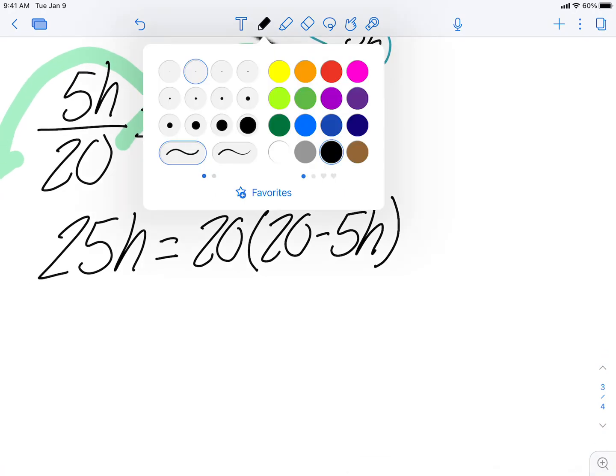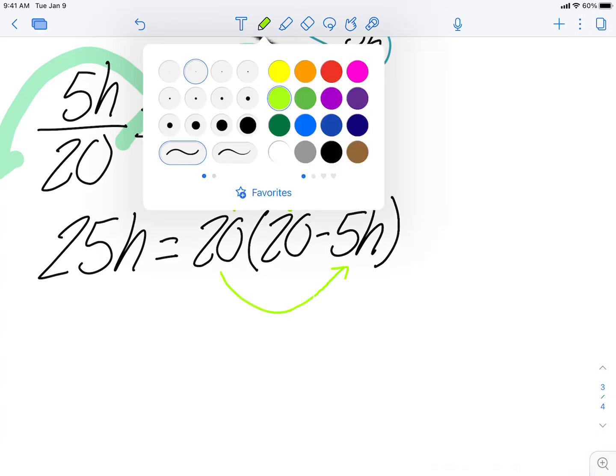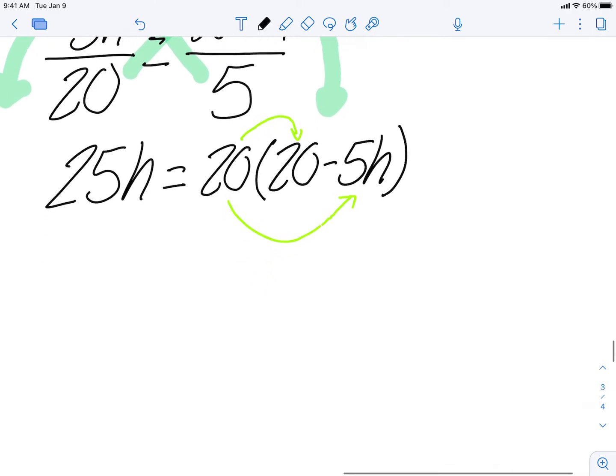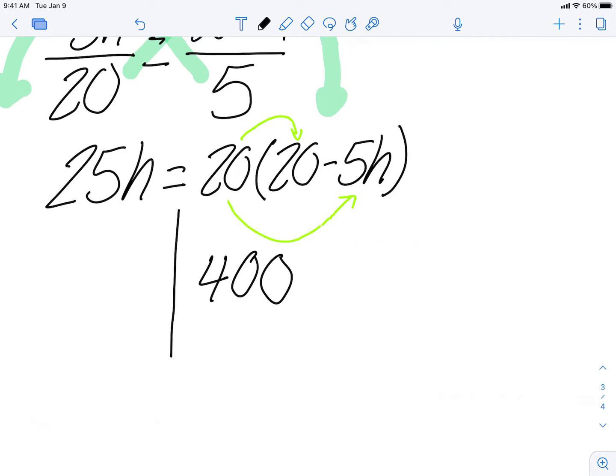So now I have to distribute, right? 20 times 20 and 20 times negative 5h. So that's going to give me my line of separation here. 20 times 20 is 400. Remember, use your calculator if you're not sure, right? That's why I put it in the notes or in the assignment for you to use. Okay, 20 times negative 5h is negative 100h.